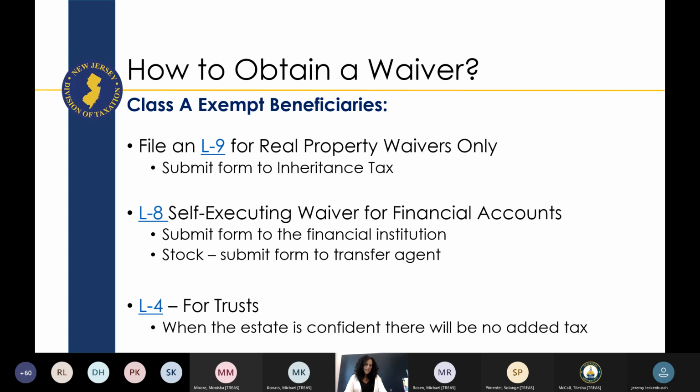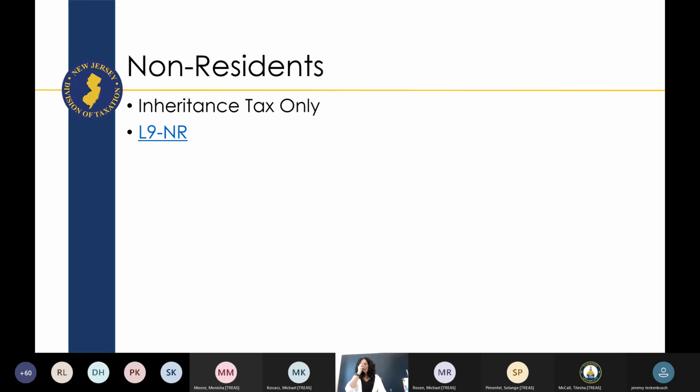So just briefly, I'm not really going to go into this. I'm just letting you know that we also do have, it's not working. We do also have non-resident returns. They're only for inheritance tax purposes. You would fill out a form L9 and R.